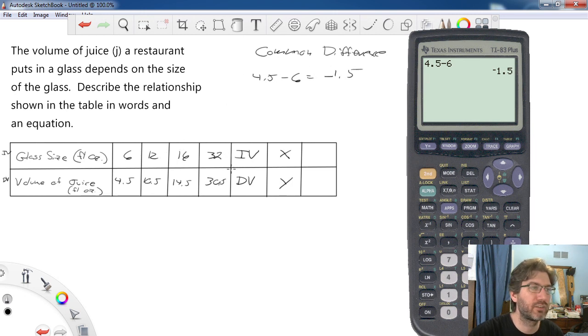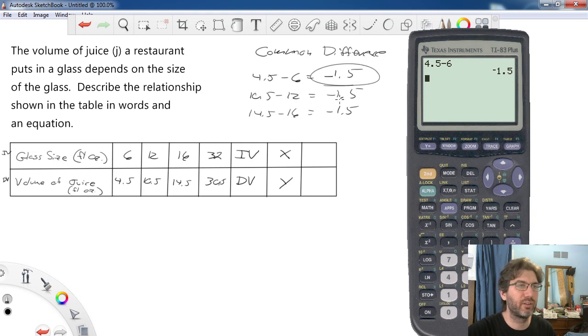And then you're going to check to see if that's true with all of them. So here we'll do 10.5 minus 12. Hey, that equals negative 1.5. We'll do 14.5 minus 16. That also equals negative 1.5. So we have a common difference here. All of these have a common difference of negative 1.5. Once you find that, you don't have to find the common quotient because it's going to fit one case or the other.